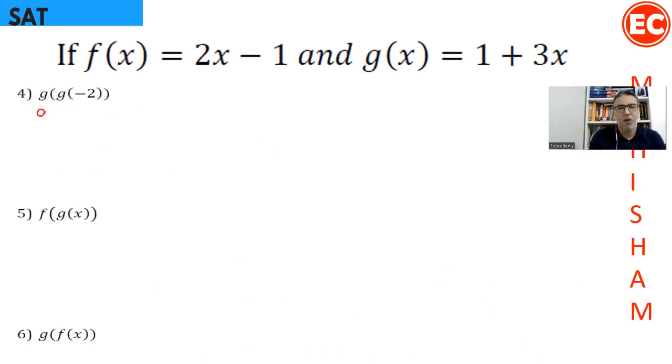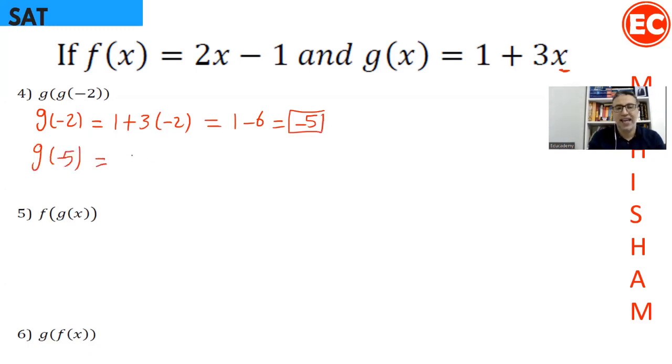But given the same two functions, if I'm looking for g of g of negative 2, it means that I'm going to find g of negative 2 first, replacing x here with negative 2. So it's 1 minus 6, which is equal to negative 5. Then I'm going to take this negative 5 and replace it again into the function g. So it's 1 minus 15, which is equal to negative 14.